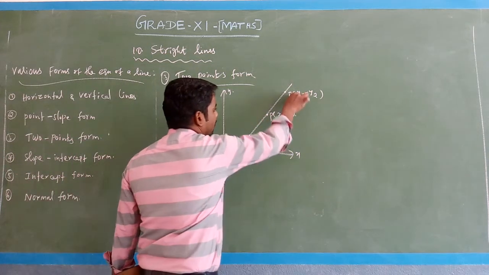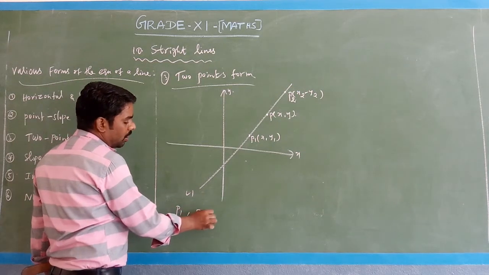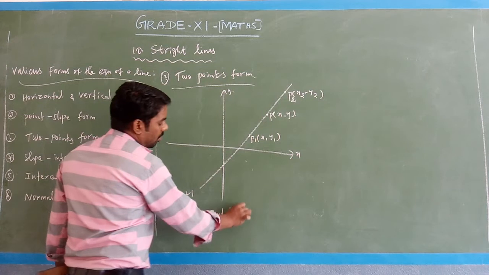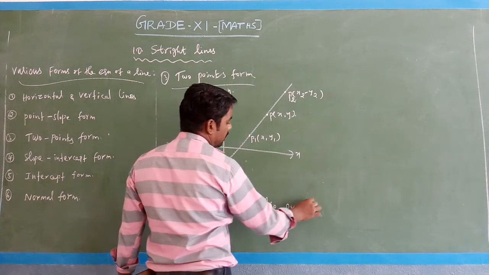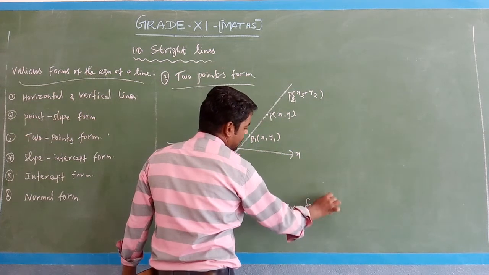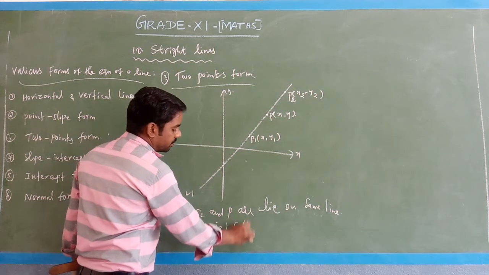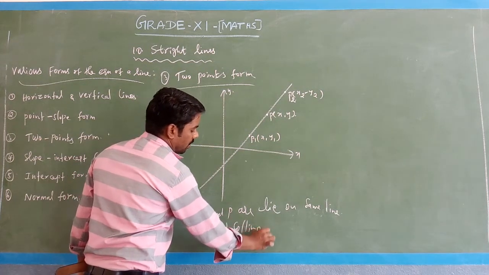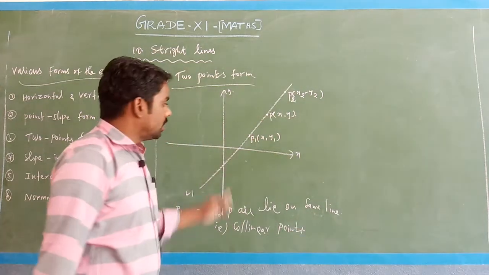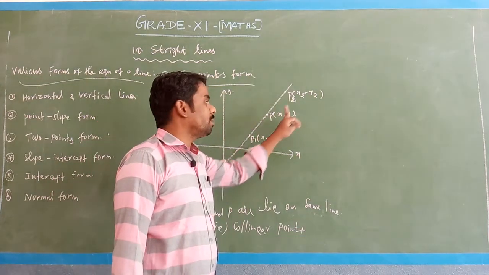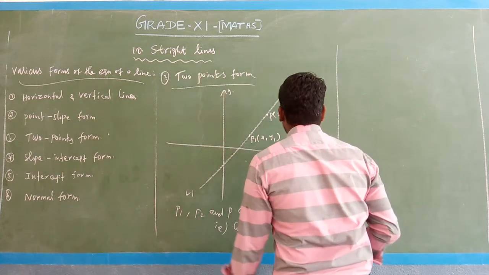Here P1, P2 and P lie on the same line, that is, they are collinear points. So the line passes through P1, P and P2, and these three points are collinear.